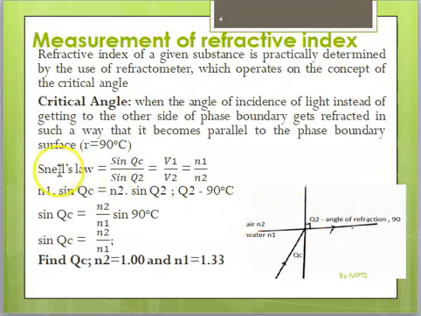Now, of course, from Snell's Law, we can calculate the critical angle, which is the angle of incidence, as sine of the critical angle equals N2 over N1. Of course, N1 and N2 are the refractive indices. So if we know the refractive index or the critical angle, we can easily calculate either the critical angle or the refractive index of an unknown substance. And of course, the critical angle is the basis for Abbe refractometry.